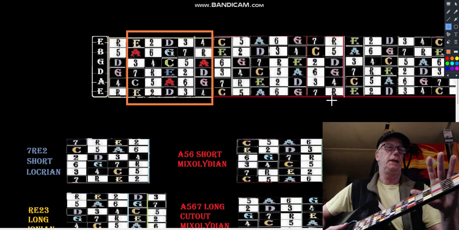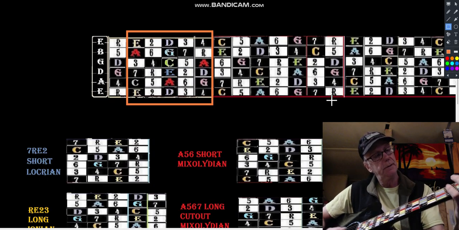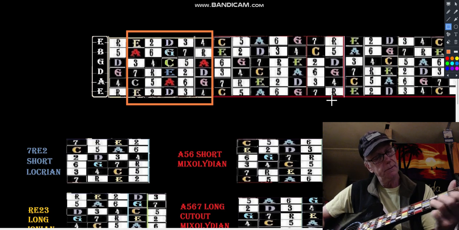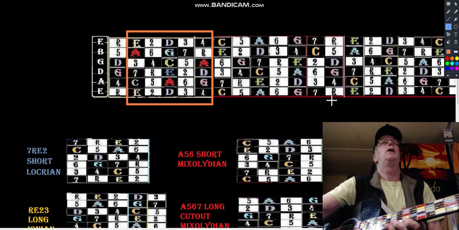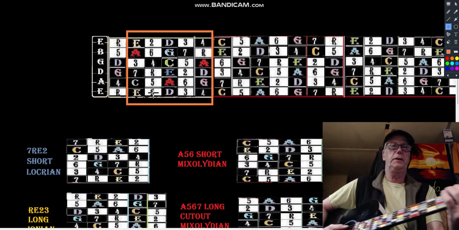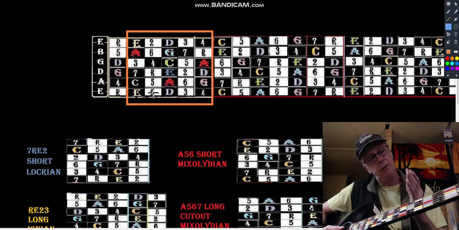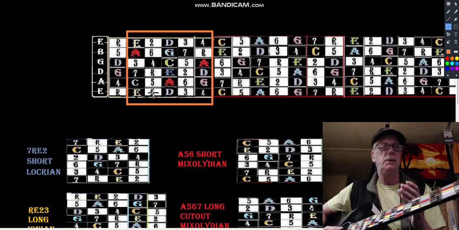Well, that's if you're playing in the key of F, right? Because it would be the fifth. Okay, so we start on the 2 here. If we're down tuned, if you're not down tuned, you're Mr. Capo. The 2 would be an F sharp minor.